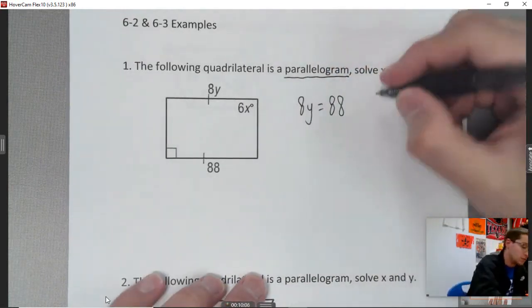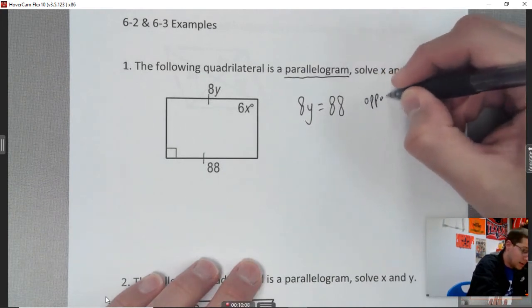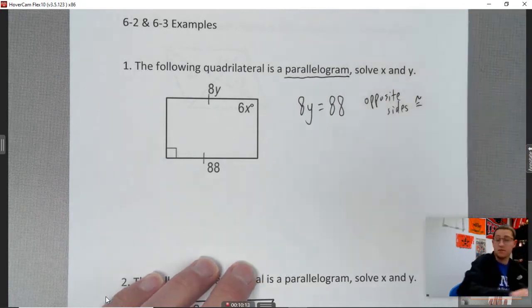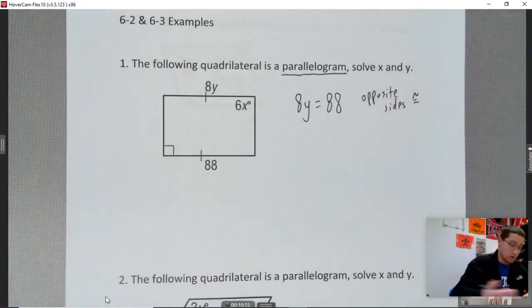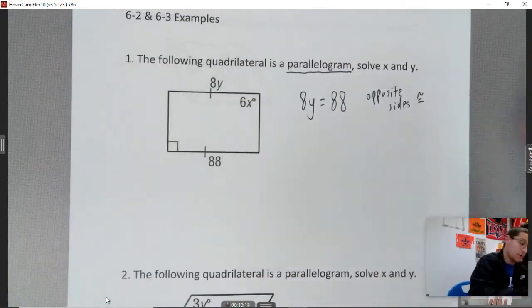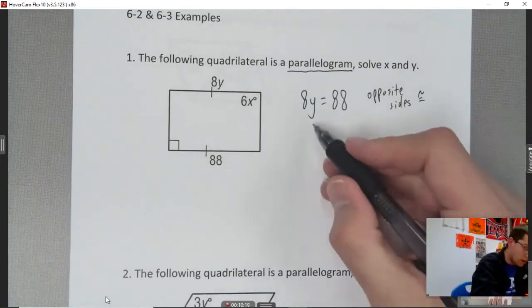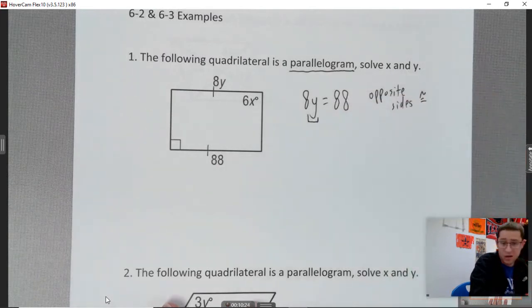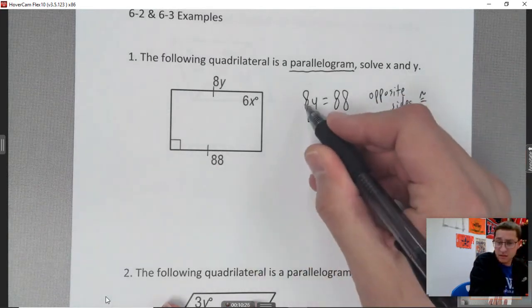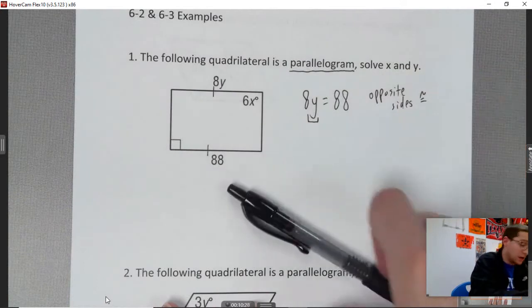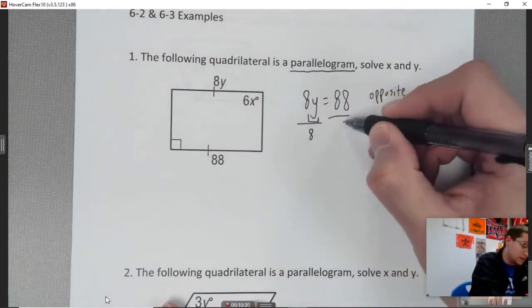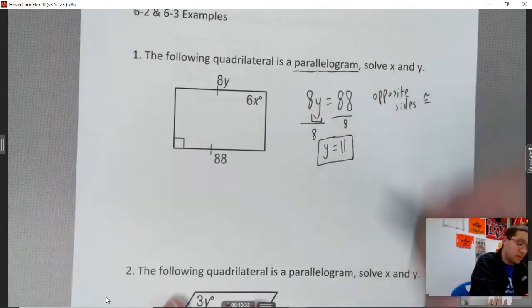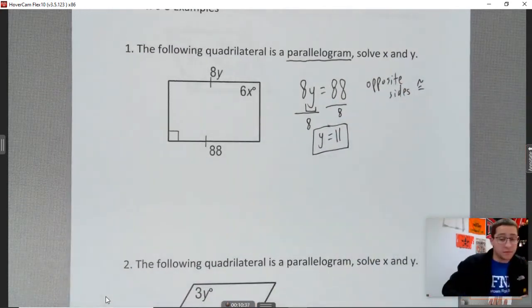Maybe you make a note or something and say opposite sides congruent, something like that, if you need the reasoning. We know this because my opposite sides are congruent because of the parallelogram. Therefore 8 times y is equal to 88. So now I'm trying to solve for y. Well, it means I want to get rid of the 8. So if I want to undo that, I'm going to divide both sides by 8. Therefore y is 11.